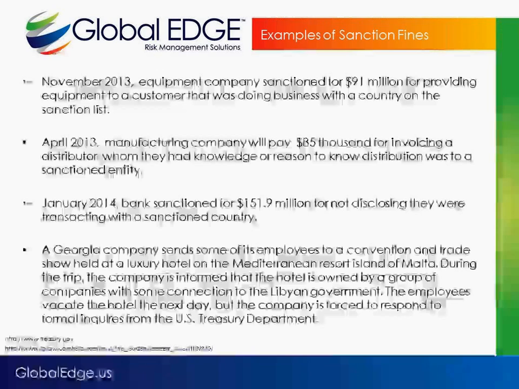These examples show businesses that were sanctioned because they did not disclose they were transacting with a sanctioned country, they sold their products to a company who was conducting business with a sanctioned country, or they identified that they were doing business with a sanctioned company and they reported it, but they were still fined because they should have checked before contracting or using the supplier.